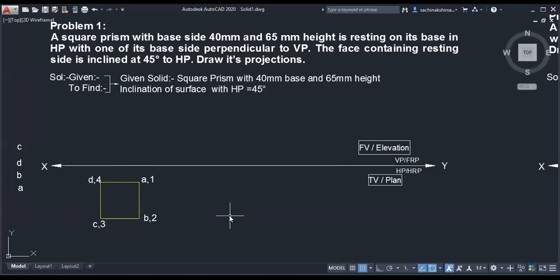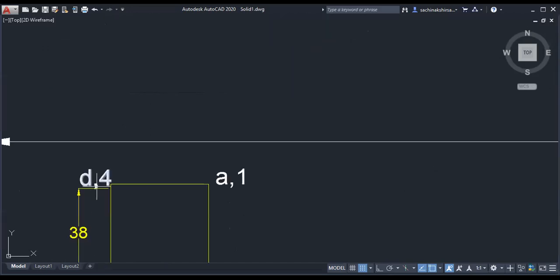Okay, and you can give dimensions. Draw with me now. So what should be the dimension? 40.